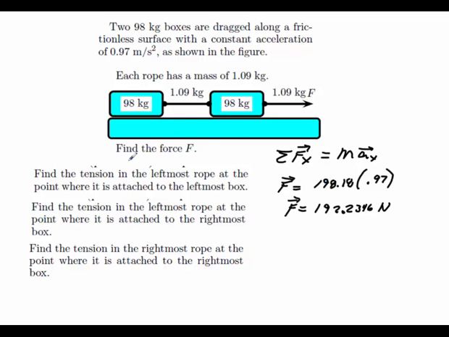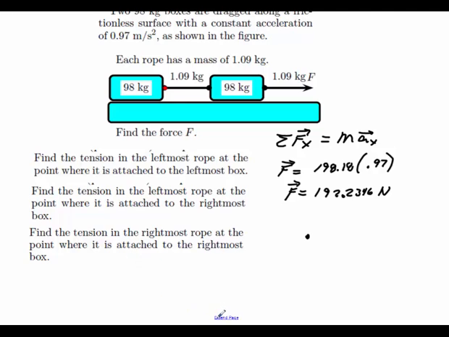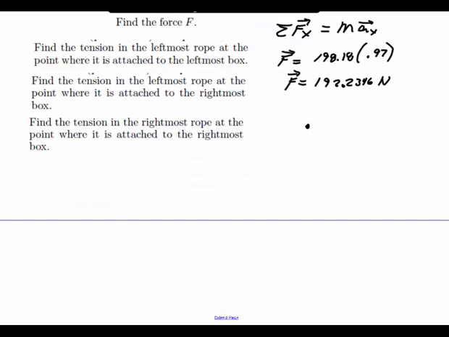Now the second one says find the tension in the leftmost rope at a point where it's attached to the box. So we're looking right here. The easiest way to do this is just draw a free body diagram of this object here by itself. Let me scroll down a little bit. Don't want to go into that other problem. I'll erase this. Alright, I'll draw my free body diagram.